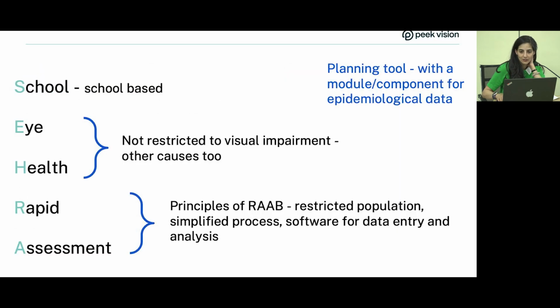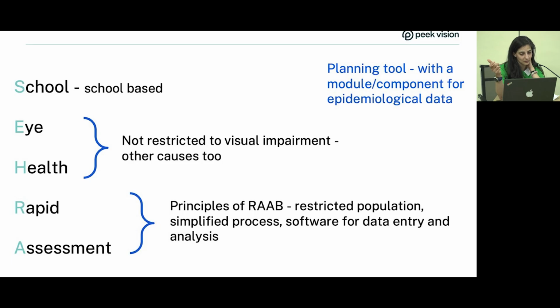And so a few years ago, in the midst of COVID, I came up with an idea to create a tool and develop something called a school eye health rapid assessment. What I wanted to do was create and develop a planning tool that had a module or some sort of component for epidemiological data. So it wasn't just a survey tool to go into schools and measure children's vision or look at what eye health conditions they had. So eye health, as it says, is not restricted to visual impairment, it's other causes as well.